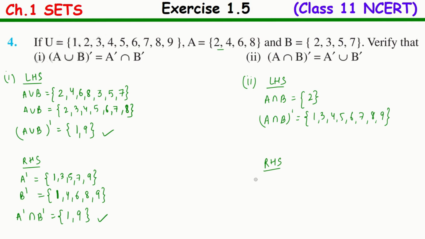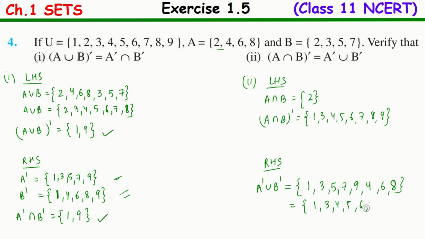So what we'll do, we'll see the A complement and B complement values from this part. First part we have calculated, we just combined it using union. A complement union B complement is everything which is present in A complement, which is 1, 3, 5, 7, 9 and B complement is 4, 6, 8. So if I write it in a sequence, it will be 1, 3, 4, 5, 6, 7, 8 and 9. So you can see this set and this set are equal. Left hand side is equal to right hand side.